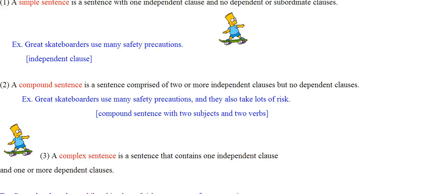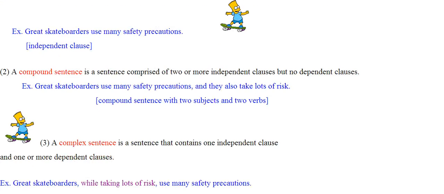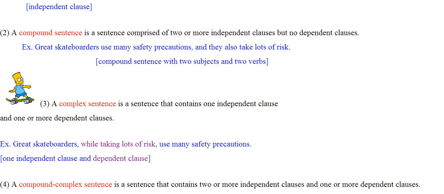A complex sentence is a sentence that contains one independent clause and one or more dependent clauses. Great skateboarders, while taking lots of risk, use many safety precautions. So here I have one independent clause, the same original independent clause, great skateboarders use many safety precautions, but I've inserted a dependent clause, while taking lots of risk. And you'll notice that I could have put this dependent clause at the beginning of the sentence. It could have read, while taking lots of risk, great skateboarders use many safety precautions.